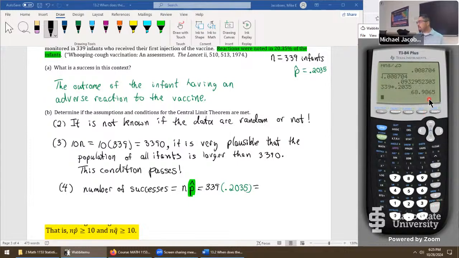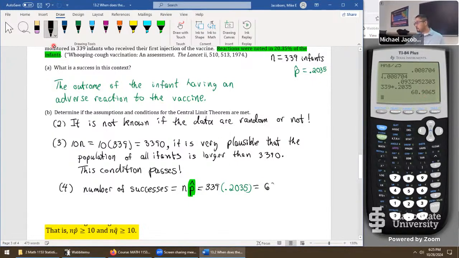gives us that figure. And notice that it's kind of a concerning number, right? Because you can't have 68.985 amount of an infant. That's just a strange number. But that just is an indication this was rounded right here to 4 decimal places. If that's the case, you would want to take this and just round it to the nearest integer. So that would mean round up to 69. So there'll be 69 successes. I guess we said successes right here. We don't need to say it again.